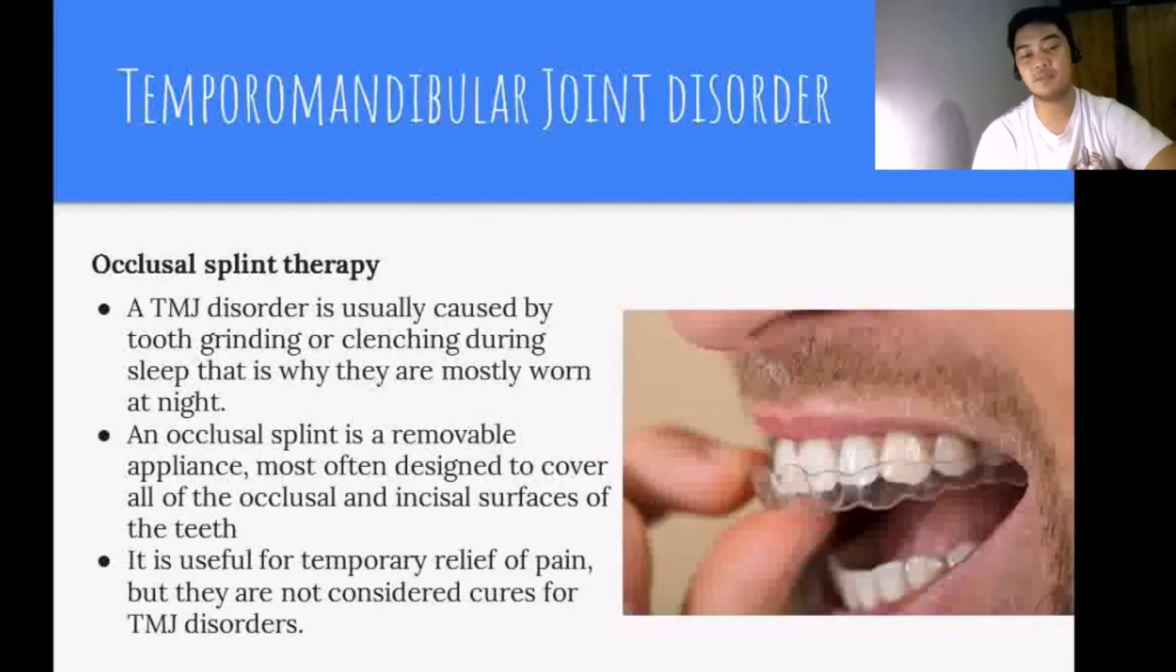Splint is made of a thin, horseshoe-shaped layer of transparent plastic that fits over the upper teeth. It helps to reduce deflection of the mandible. And lastly, it is useful for temporary relief of pain, but they are not considered cures for TMJ disorders.